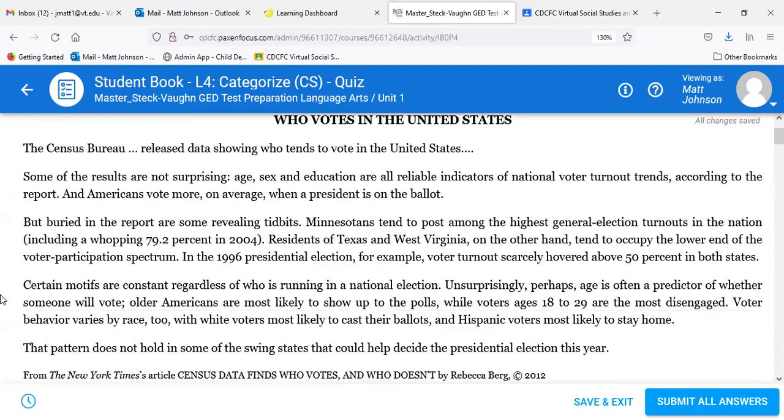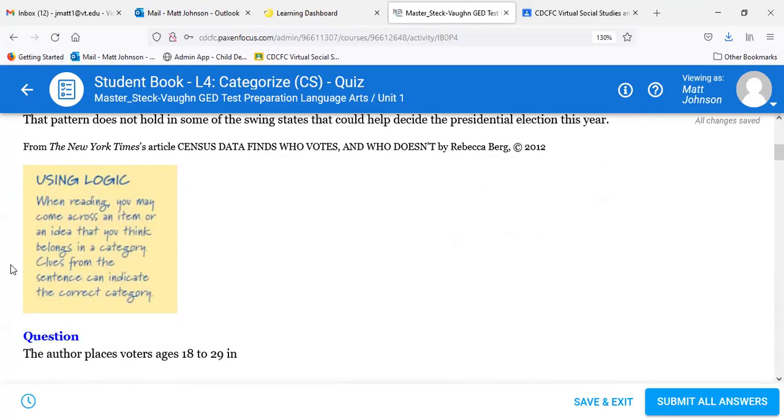Okay, and same passage here that we just read. I think at least our first question's got to deal with that. Our little text here says, when reading, you may come across an item or an idea that you think belongs in a category. Clues from the sentence can indicate the correct category. So context, we're starting to see ideas about context, and that's going to come up a lot too. What's the context of the sentence? What's the context of the paragraph? Which goes along with the idea, you know, the topic sentence and the supporting ideas.